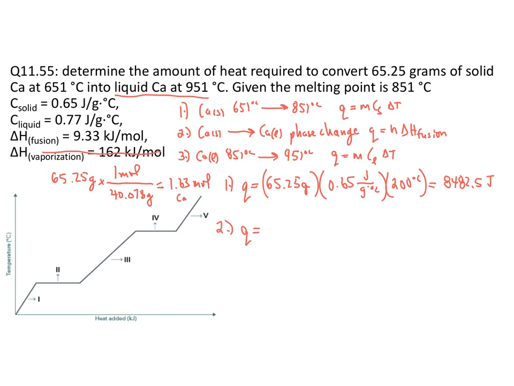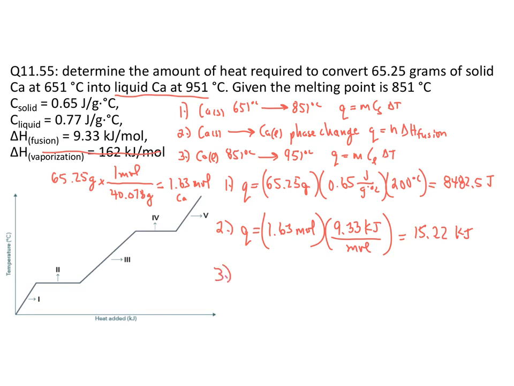So Q equals a number of moles, 1.63 moles of calcium times the heat of fusion for calcium, which is 9.33 kJ per mole. So this step will require approximately 15.22 kilojoules of energy. Now I've gone through the phase change. Now I have liquid calcium.